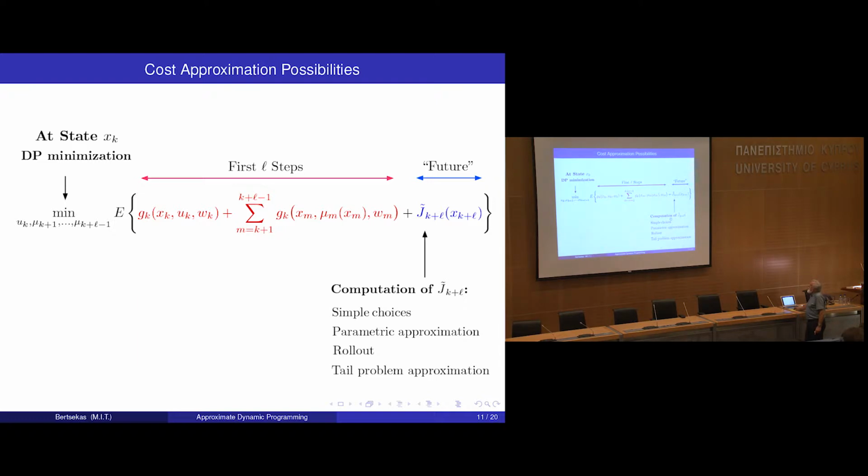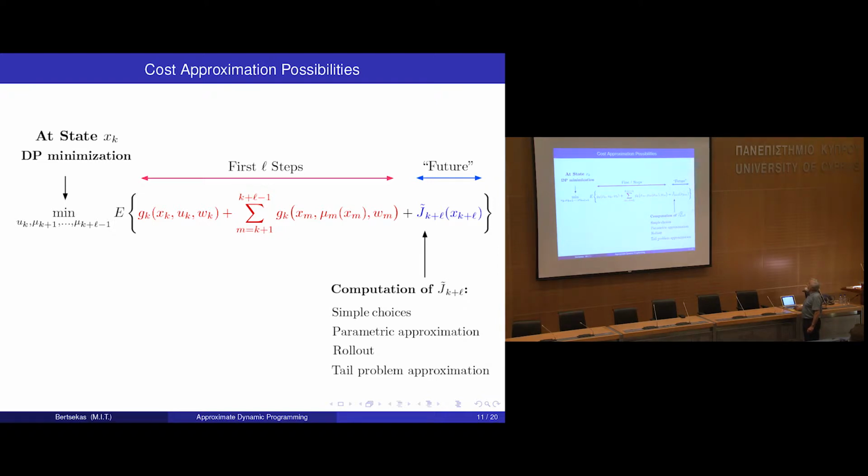One possibility is to use just a simple choice, like take J tilde to be 0, okay? Then we just say that the future doesn't matter beyond L steps, and that's my approximation. Of course, with this approach, you have to have a sufficient number of steps so that you get a reasonably good approximation. But it's a legitimate way of doing things, although I'm not going to discuss it very much.